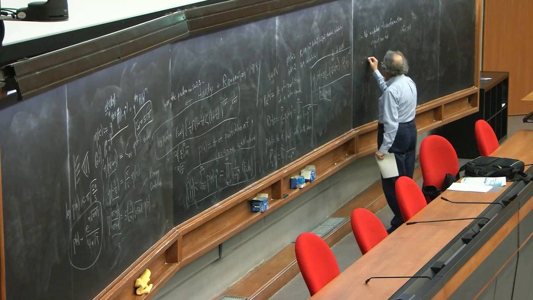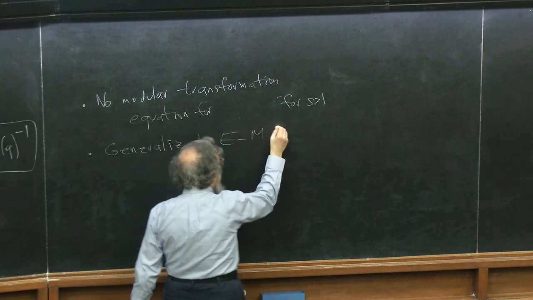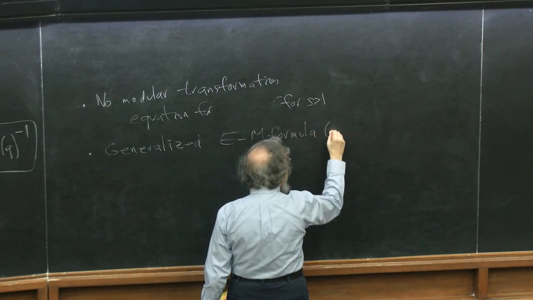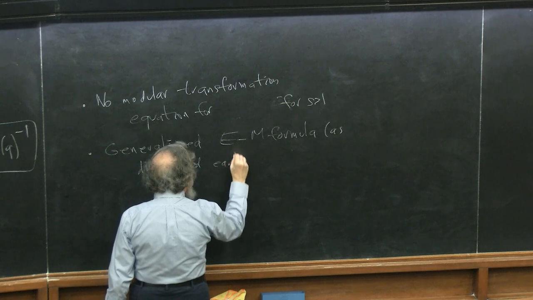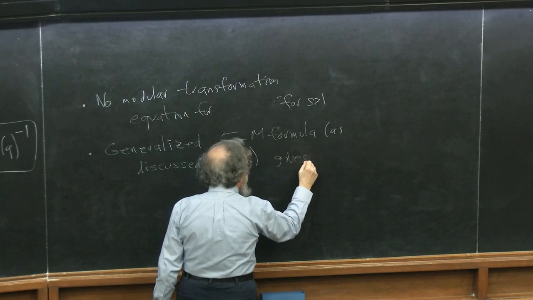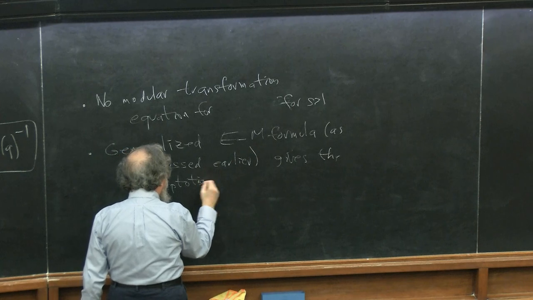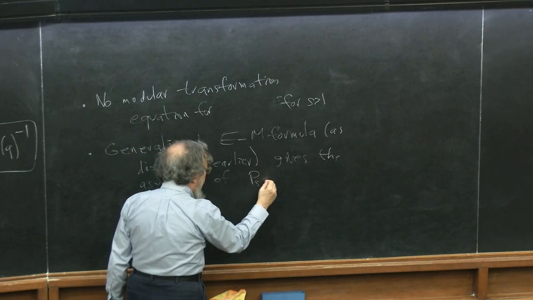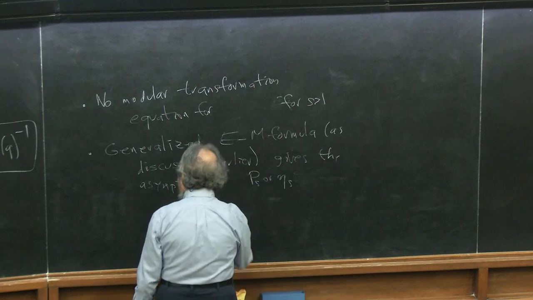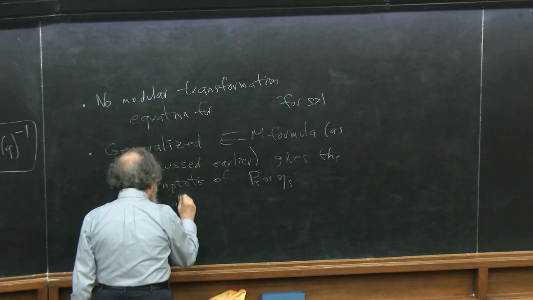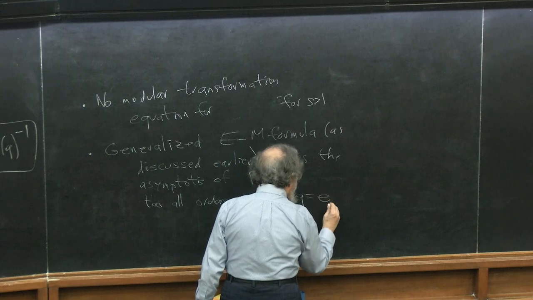But the generalized Euler-Maclaurin formula, where generalized means with the shift and so on, as discussed earlier in this course, I'll write out again when I need it soon. That gives the asymptotics of P_s, or actually of log, but it gives the asymptotics also of these functions to all orders in epsilon when q is equal to e to some root of unity.